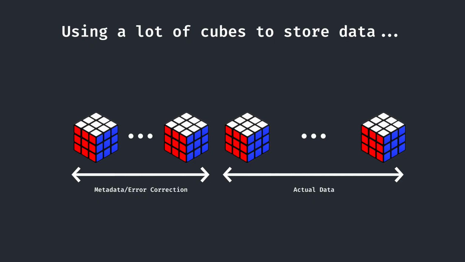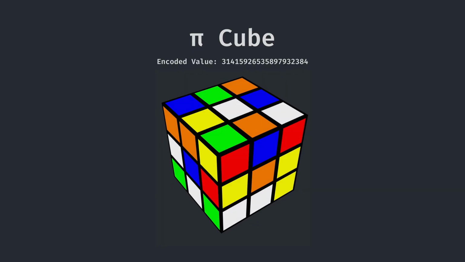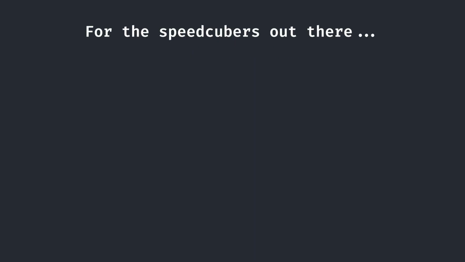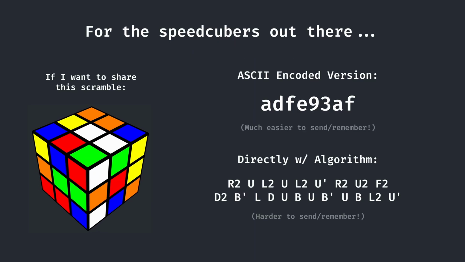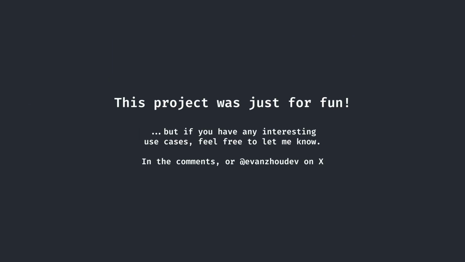It's also cool to take a number that has some meaning, such as pi, and see what the scramble looks like for that number. This encoding process has some uses in general cubing too, such as being able to send a scramble to someone with just an encoding, or so on. Of course, in the end, this project is just for fun. But I'm up to hearing any interesting ideas you may have down below in the comments.